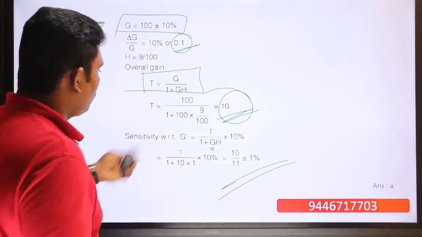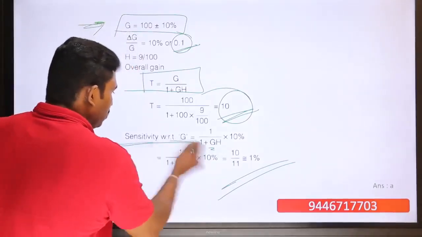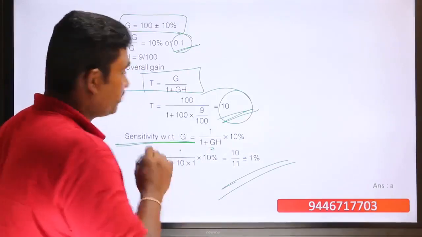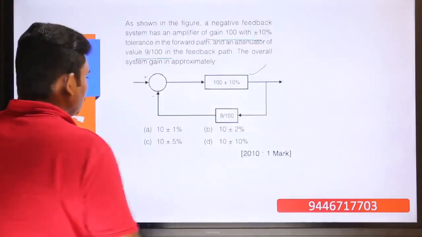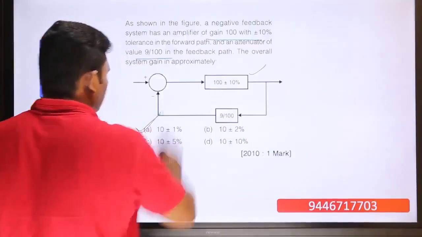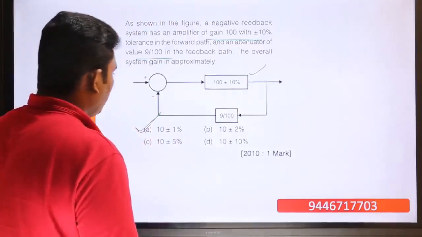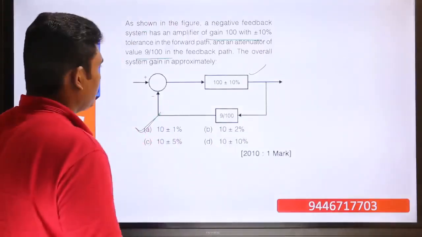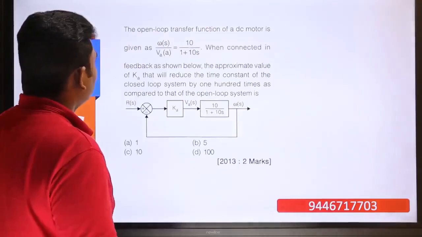So what is the overall sensitivity with respect to G? Overall sensitivity with respect to G is 1% for the given system. So it is 10 plus or minus 1%. So option A will be our answer for question number 3. Now moving into question number 4.